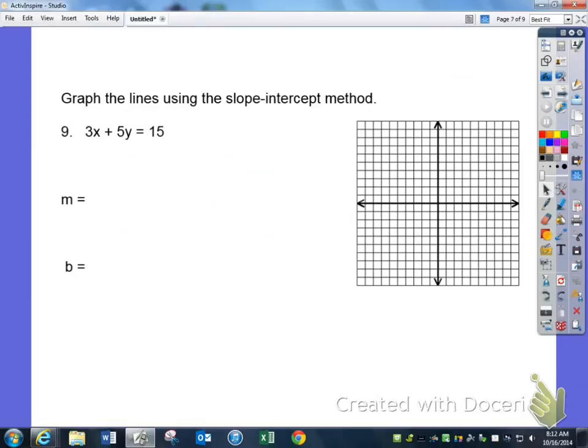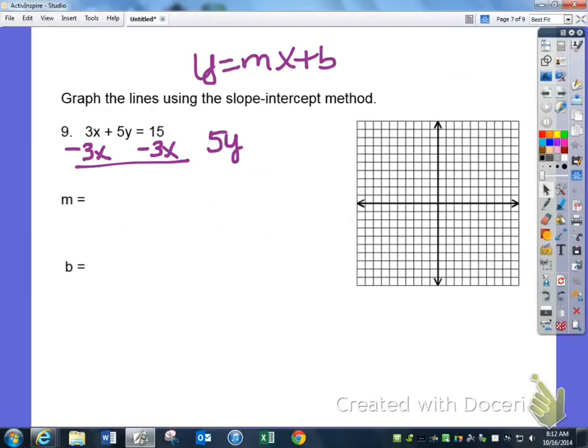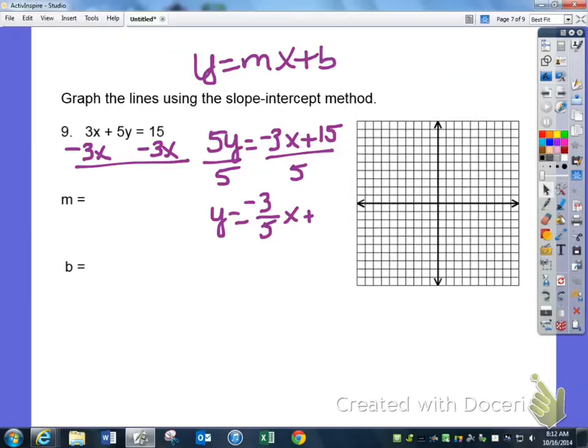Okay, on number 9, again, it's not in y equals mx plus b. We need to get it there. So the first thing I need to do, if I'm solving for y, is subtract 3x. And I get that 5y equals negative 3x plus 15. Then divide by 5, right? And we get that y equals negative 3/5 x plus 3.